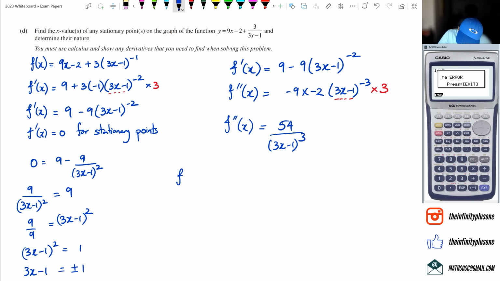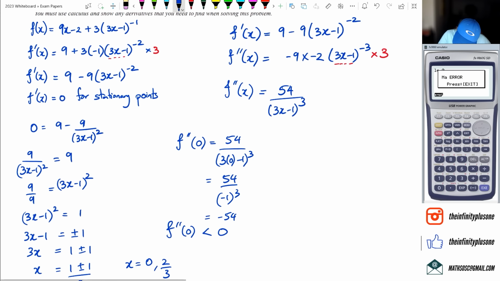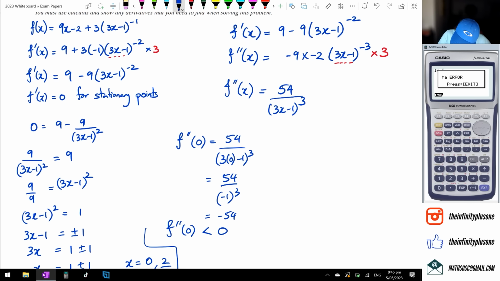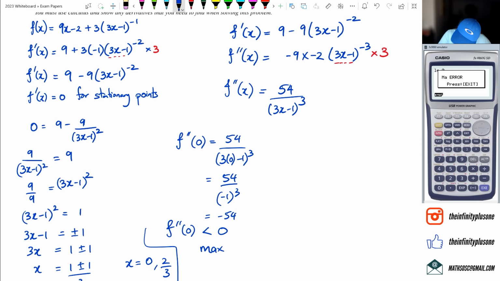And I need to put down f''(0) first. So I got 54 over (3 times 0 is 0, minus 1) cubed, which means I'm going to get 54 divided by negative 1 cubed, which is equal to negative 54. And because f''(0) is less than 0, I can say that this is a max.